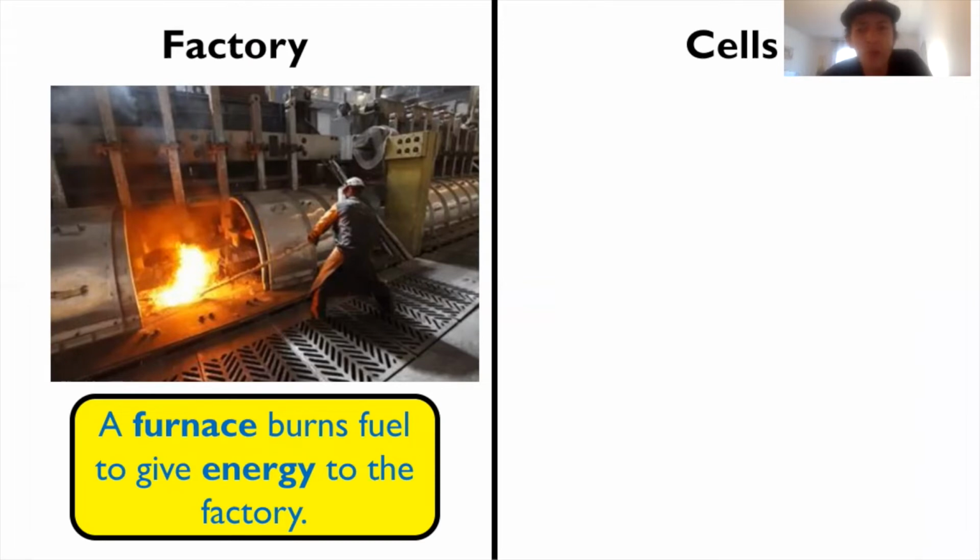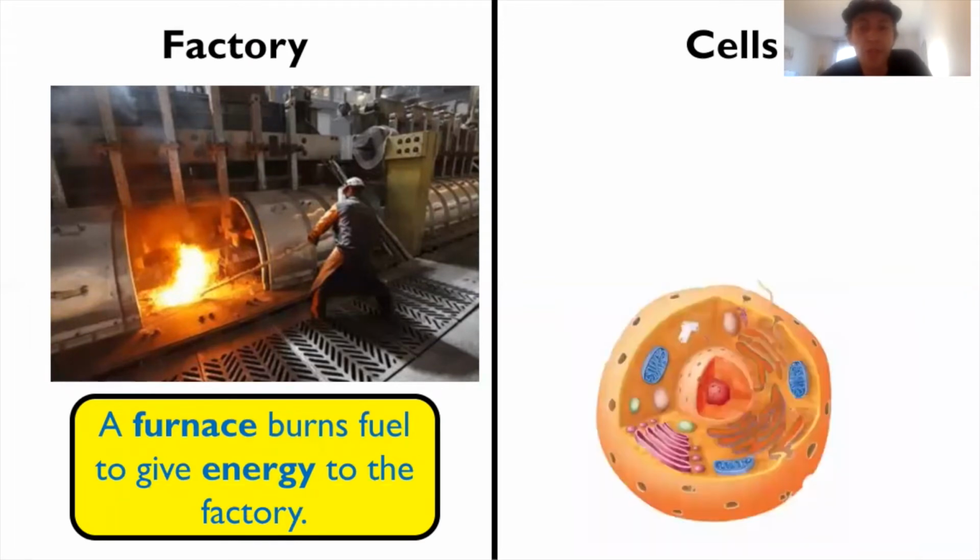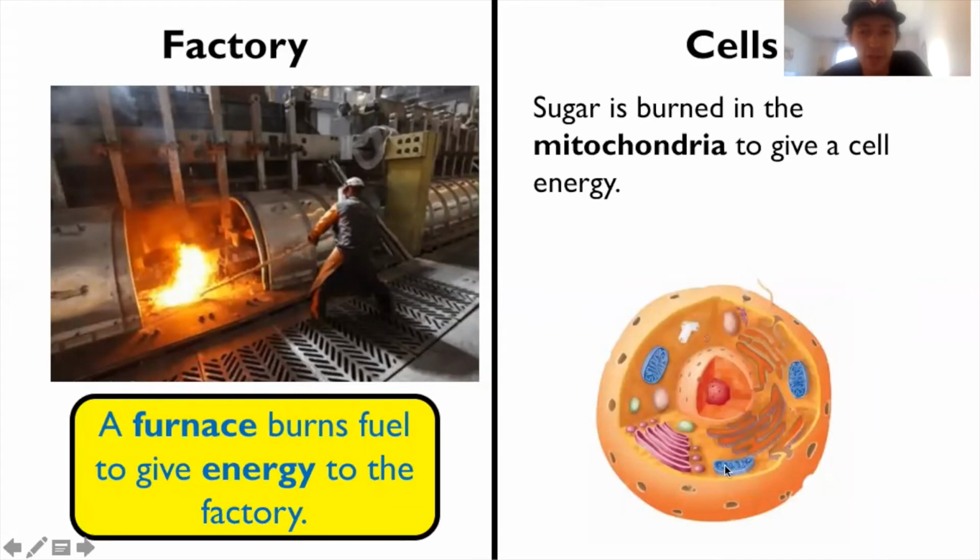Well, no, there's no fire going on, but it's the same chemical reaction. We are combusting a fuel inside your cell. And where it all happens is here in these little blue things called the mitochondria. We burn sugar, again, don't think of it as fire, but we combust it, same chemical reaction with oxygen, and it gives us energy. It gives us a lot of energy as well.